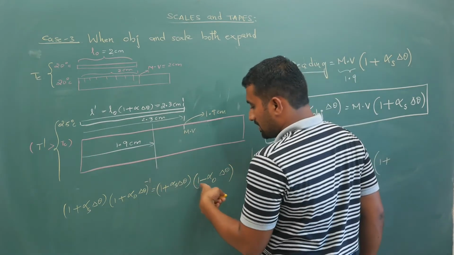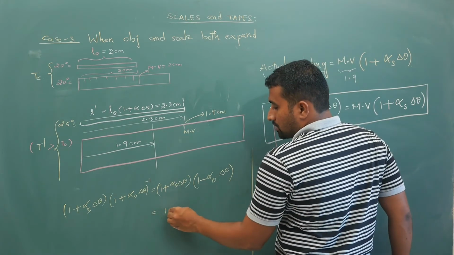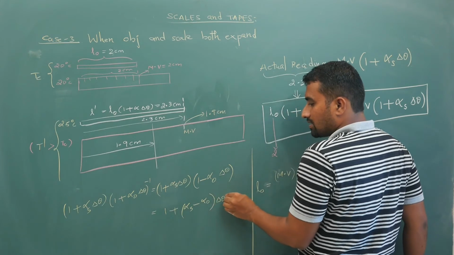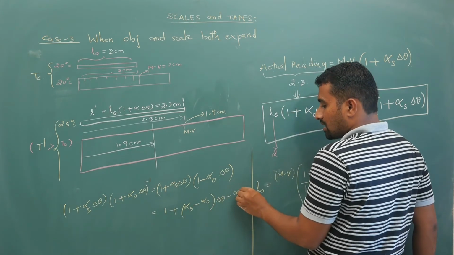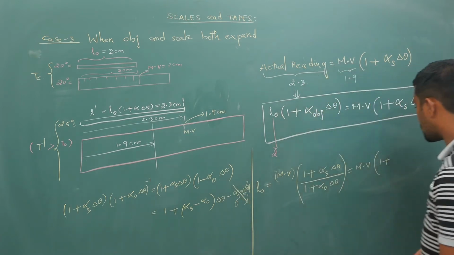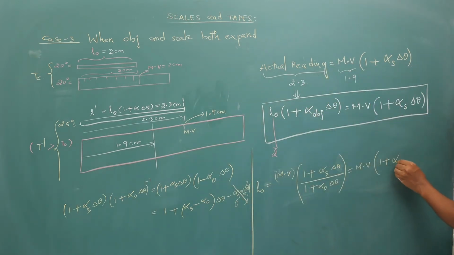1 plus x whole power minus n is 1 minus nx. So that will give you 1 plus alpha of scale minus alpha of object into delta theta, minus alpha scale alpha object delta theta whole square. This term we are neglecting. So finally this will become 1 plus alpha of scale minus alpha of object into delta theta.